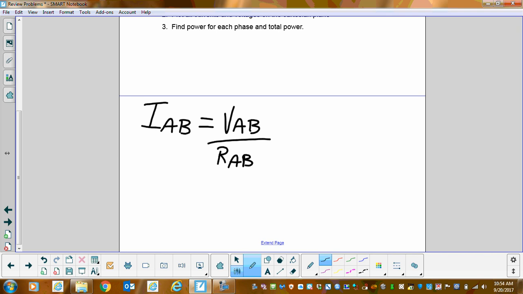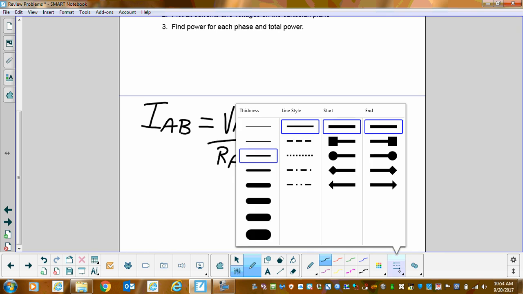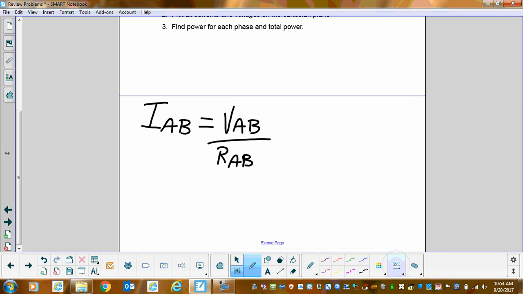Now, I just want a little bit thinner line, so just hold on a second, you guys. I like the thinner line personally.